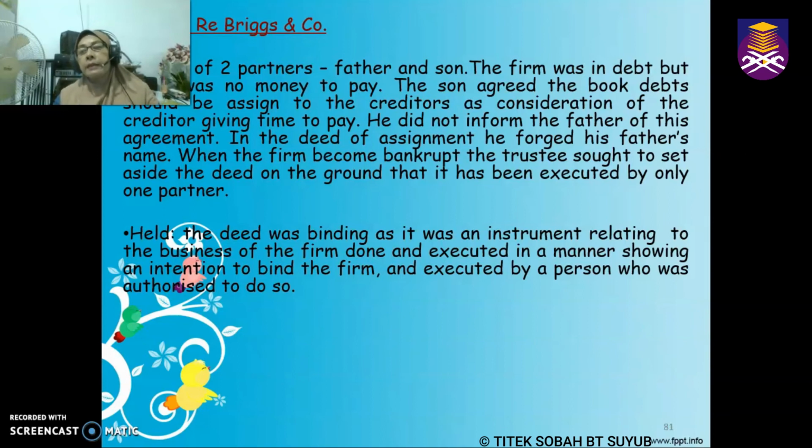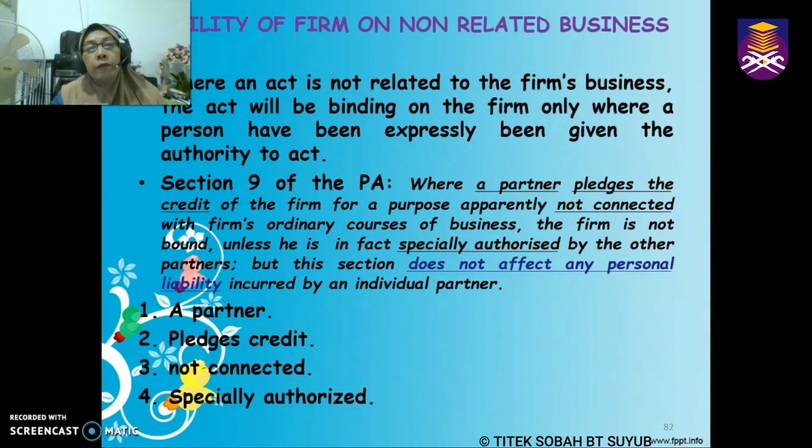You remember under section 8 just now? This instrument has to be related to the business of the firm, and that person is given authorization. So in this case, the son is given the authorization. In fact, without the signature of the father, he still has the power to sign the said deed of assignment. So that's why it is valid.